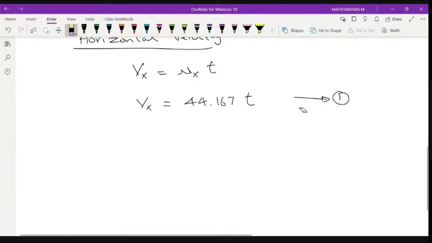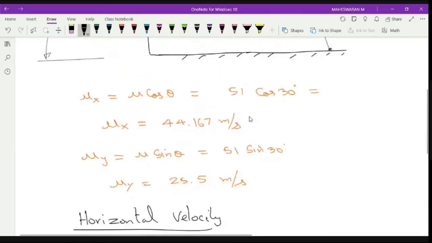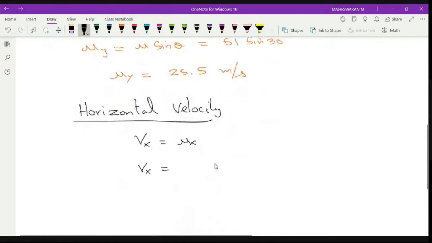So the first equation is v is equal to u plus at, which means vx is equal to ux. That's it. So that's my first equation, vx is equal to ux, which we already identified as 44.167 meter per second. So we identified vx directly. This is my vx.